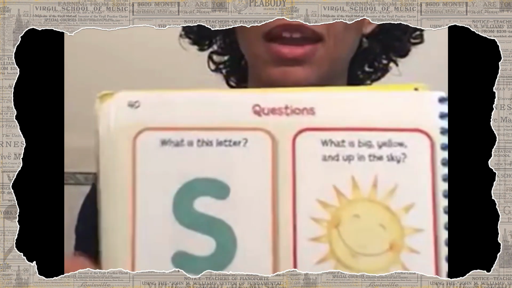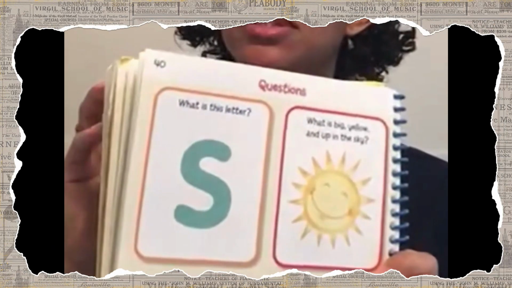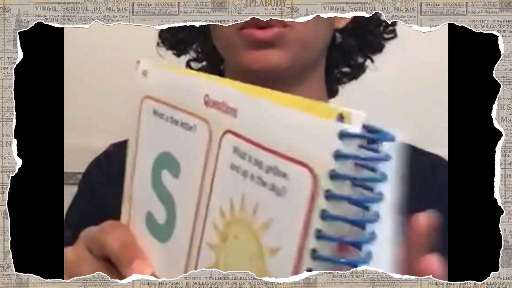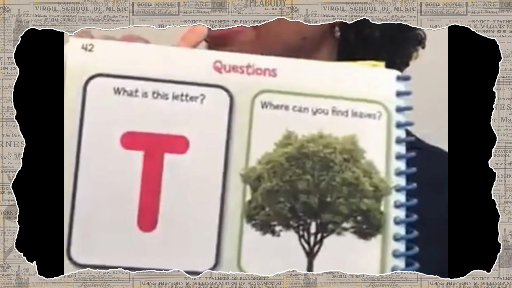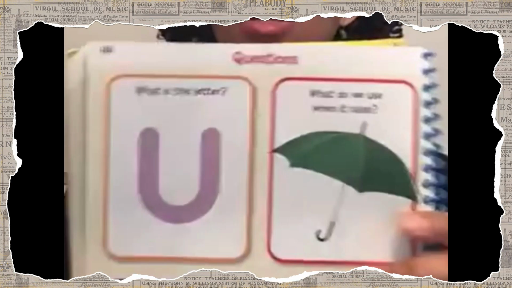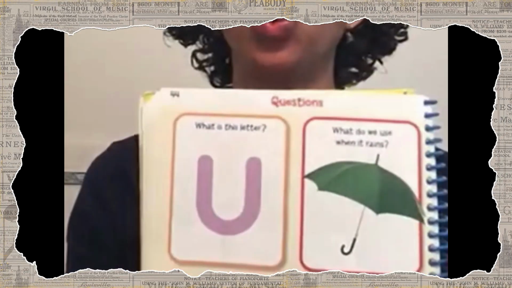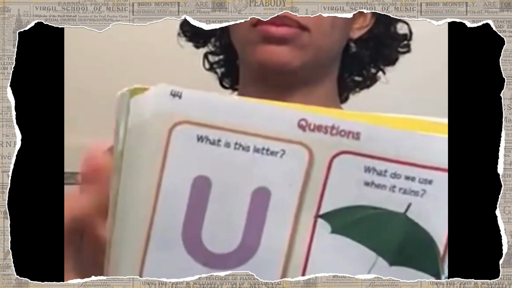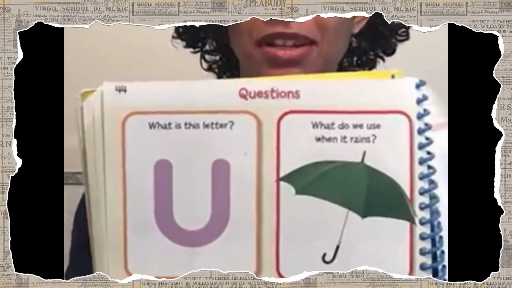S, continuous airflow. T. Your tongue is hitting behind your teeth. U. These are just the names of the letters, not necessarily the sounds they represent.